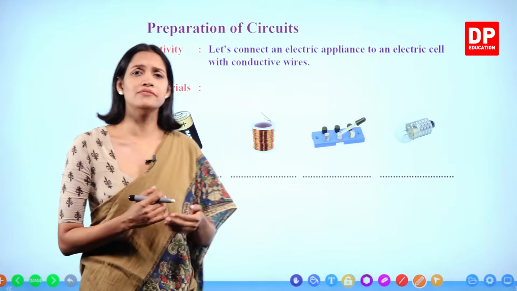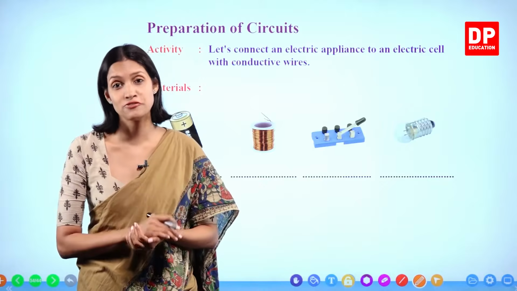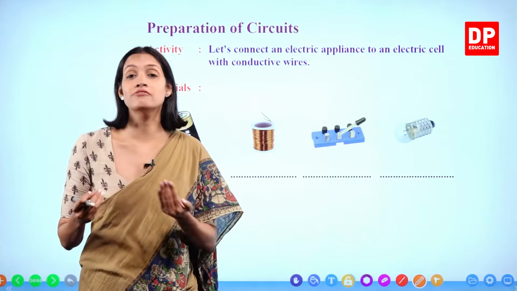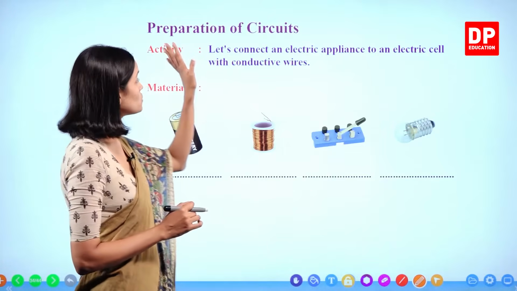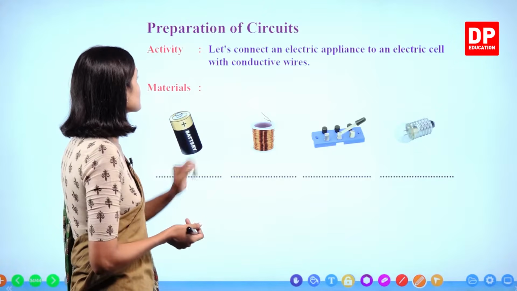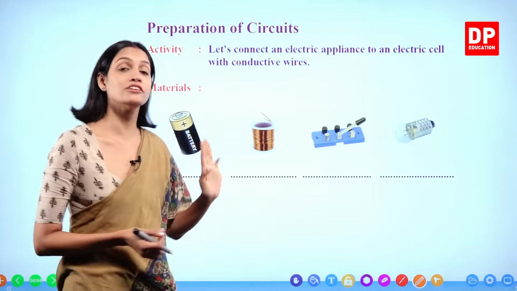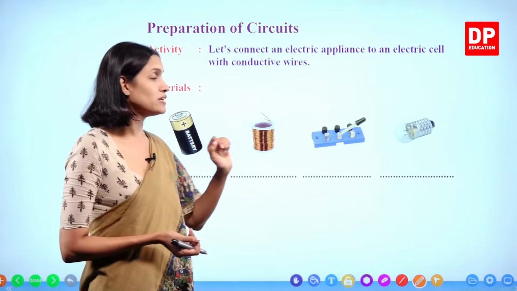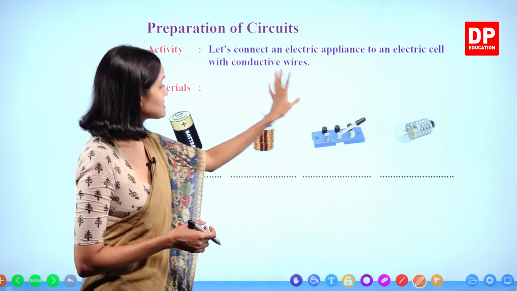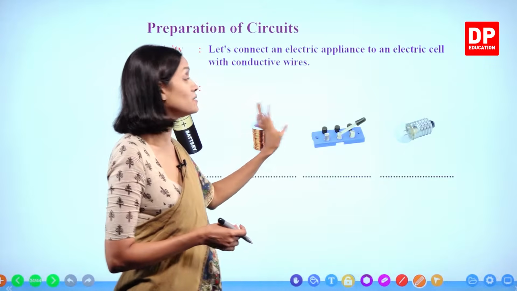So you all know that we have to make different types of circuits when we engage in different activities. When we engage in laboratory activities, we have to prepare different types of circuits. So we are going to learn how to make a basic circuit. The activity is, let's connect an electric appliance to an electric cell with conductive wires, right? There are different types of electrical appliances, and one of those appliances is the bulb. Electric bulb. So we are going to learn how to connect a bulb to a circuit.